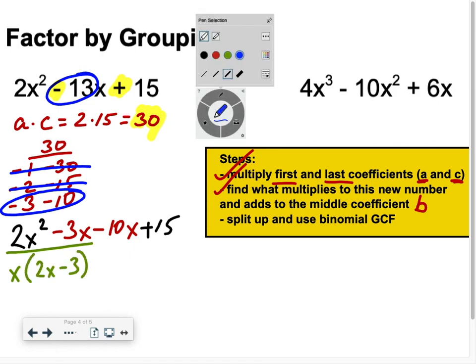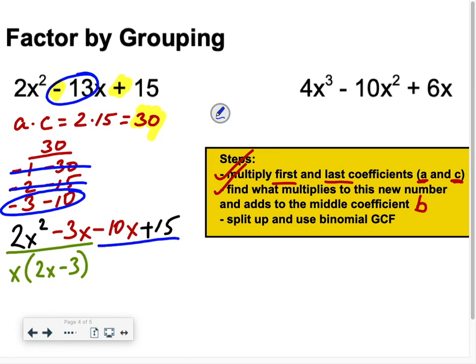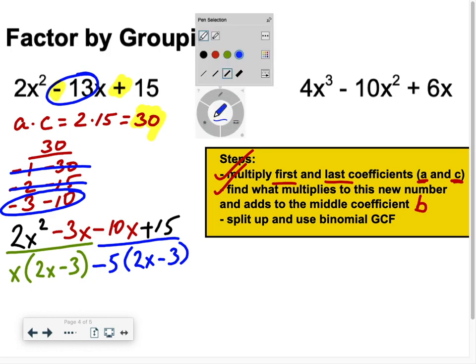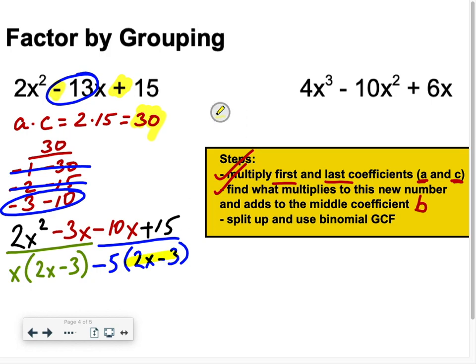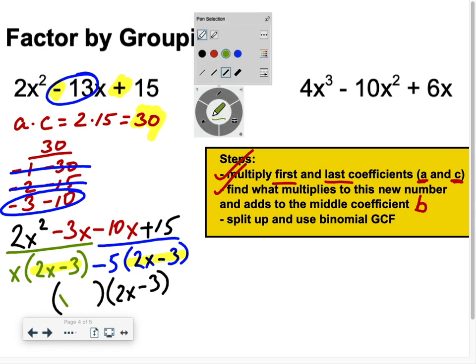If I take a look at the second two terms, the signs aren't the same, so I've got to put on a negative. A 5 comes out, and then it's 2x minus 3. Well, that's excellent because now I see that the 2x minus 3 is the same. It has the same signs in both of them. Last but not least, I can just go ahead and rewrite it as 2x minus 3 and then x minus 5. Neither one of those can be split up anymore, so we're done with it.